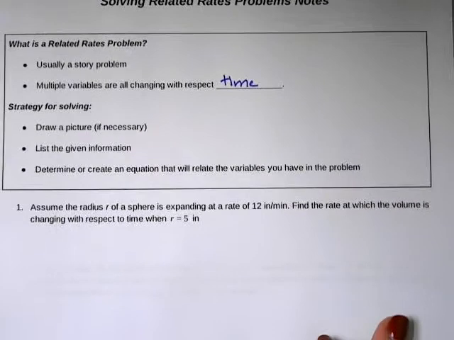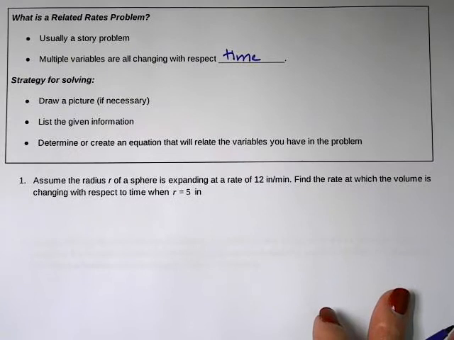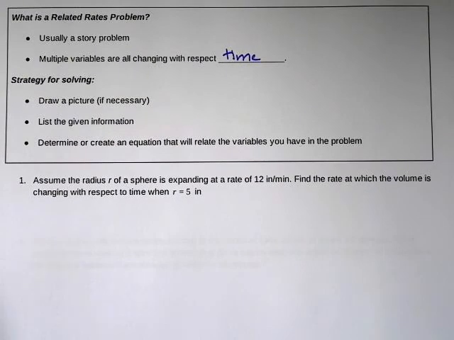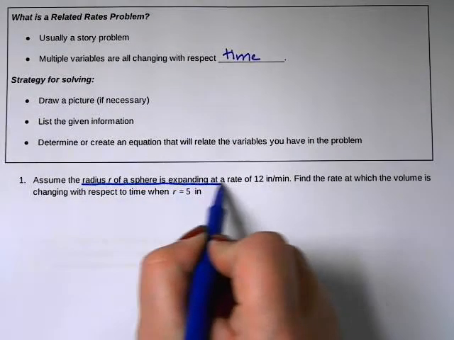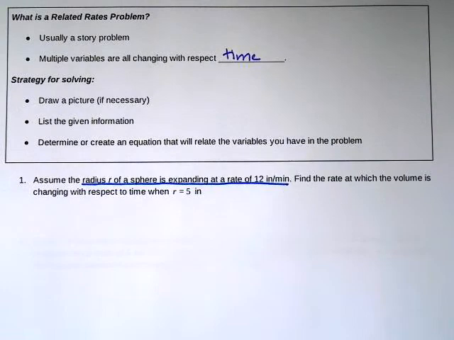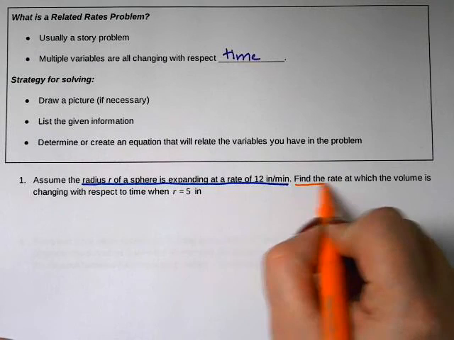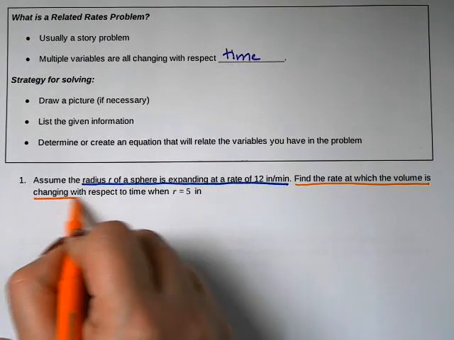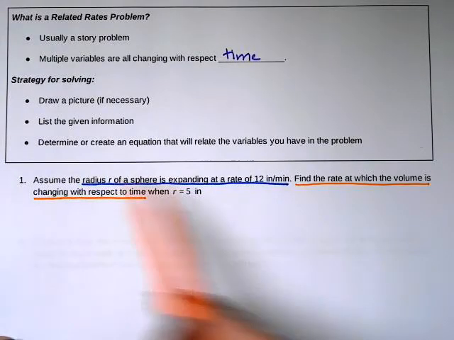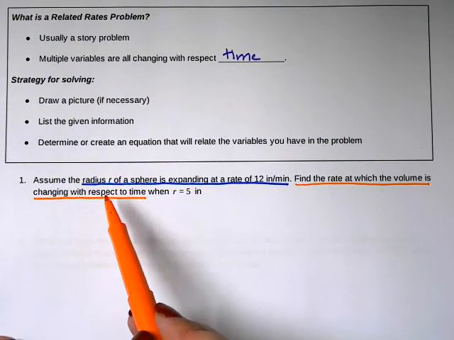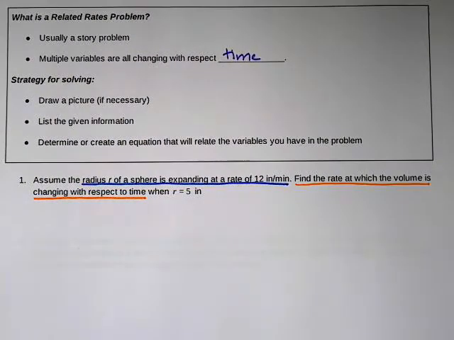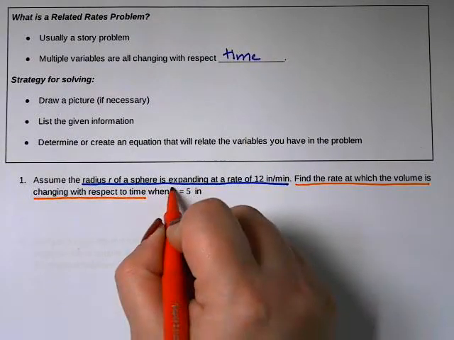So in question 1, it says assume the radius of a sphere is expanding at a rate of 12 inches per minute. So that's important. The radius of a sphere is expanding at a rate of 12 inches per minute. We're trying to find the rate at which the volume is changing. So there we go, there's our related rates already. We've got the radius changing at a certain rate, and we're trying to find the volume changing at a certain rate when the radius is 5 inches.